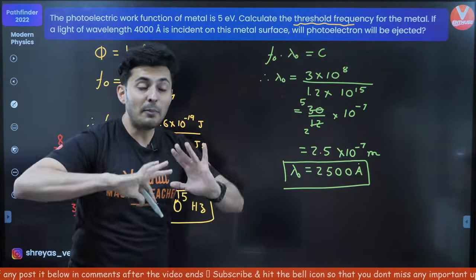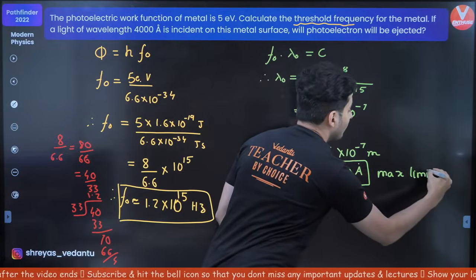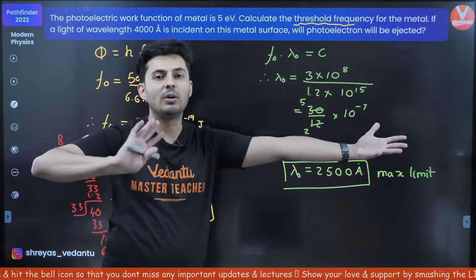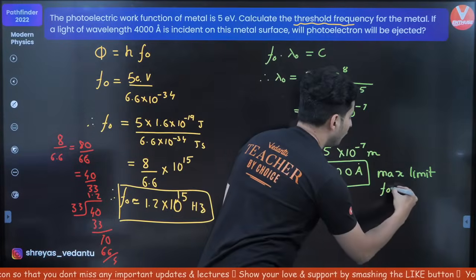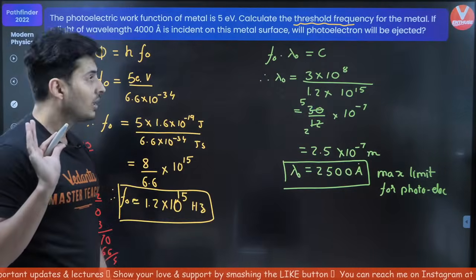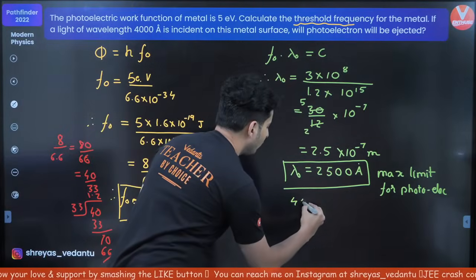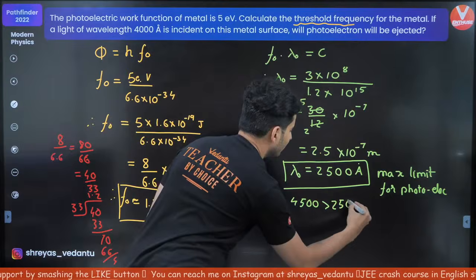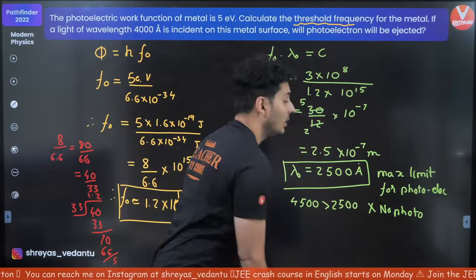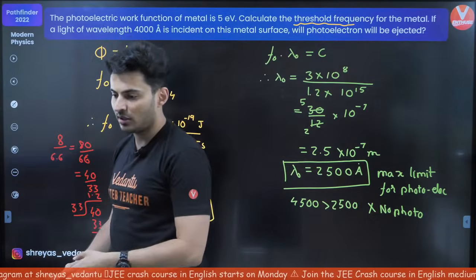This is the threshold wavelength. This wavelength is the max wavelength. Remember, this is the max limit for that wavelength. If the wavelength exceeds, energy will decrease, photoelectric effect will not occur. So this is the max limit for the photoelectric effect to occur. Now check, is 4000 beyond 2500? Yes. So if 4500 is more than 2500, there will be no photoelectric effect. Okay, for frequency it should be more, for wavelength it should be less. That's the condition. Thank you, Jitendra.